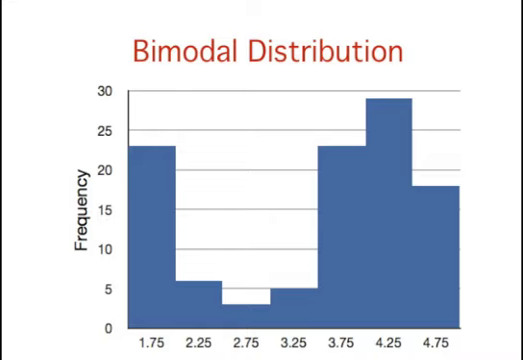This graph shows the frequencies of times between eruptions of the Old Faithful geyser. The distributions shown up until now have all had one distinct high point, or peak. This distribution has two distinct peaks, one at 1.75 and one at 4.25. A distribution with two peaks is called a bimodal distribution.